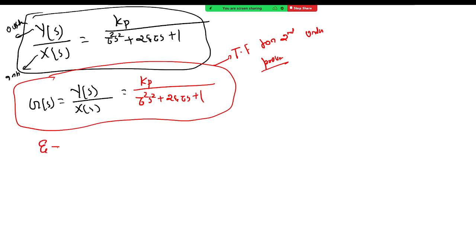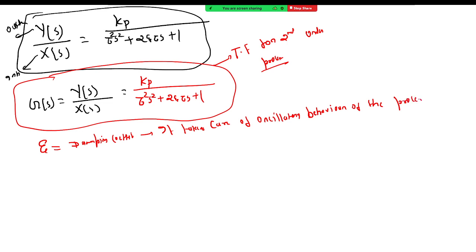This zeta, I told you, is called the damping coefficient. It takes care of the oscillatory behavior of the process, and what oscillatory behavior of your y(t). Let's see how this will look.